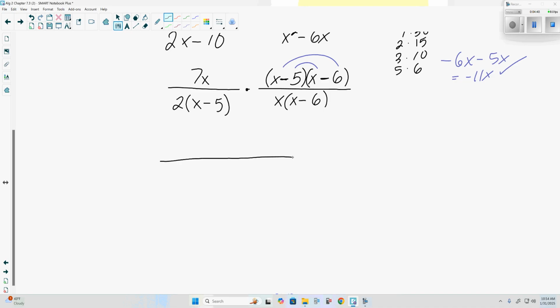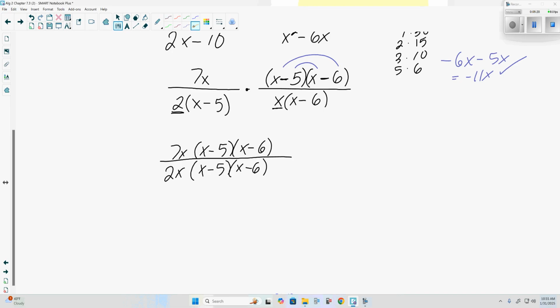So on the top, the numerator, we'll have 7x times our x minus 5 times our x minus 6. On the bottom, our monomials, those greatest common factors, it would be nice to have them multiply together, and especially out front. Those greatest common factors were 2 and x. So we can multiply them first, which would be what? 2x. And we can put them out front so that they don't get lost in the middle. Then x minus 5, x minus 6.